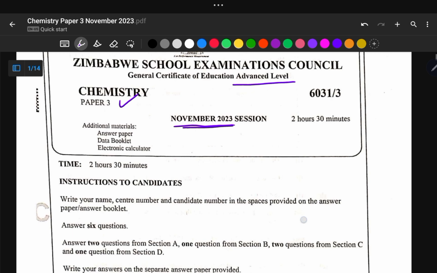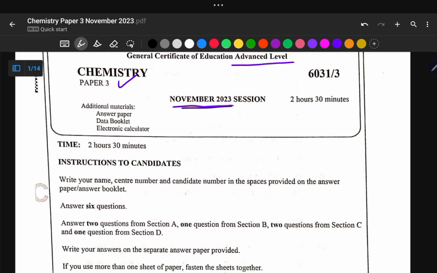Here we don't stick to one exam, but we try to have many questions from different exams so that we can broaden our foundation and our understanding of the principles of chemistry. If you're doing ZIMSEC, you need to understand these instructions to candidates. In this paper, you are required to answer 6 questions: 2 from Section A, which is the physical section, 1 from Section B, which is the inorganic, and 2 from Section C, which is the organic. Lastly we have Section D, the options.